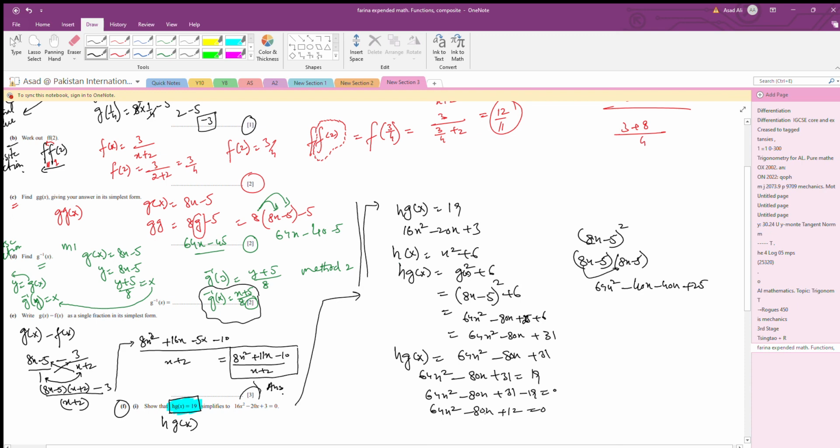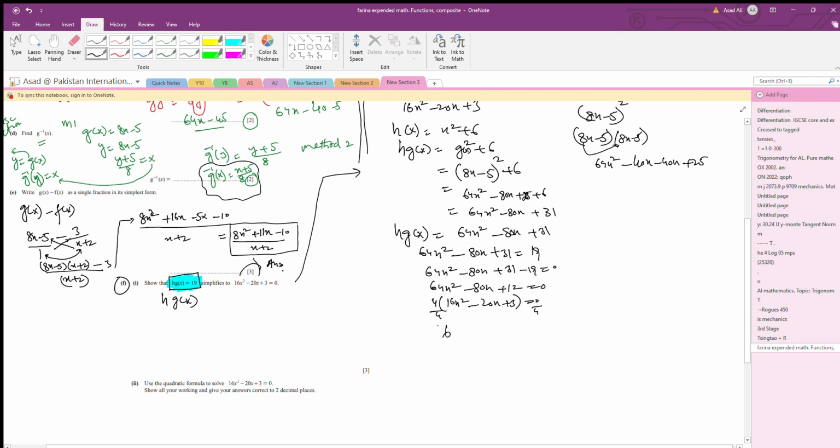Now can you take 4 common here? You can take 4 common. Divide both sides by 4. So this gives the result 16x squared minus 20x plus 3 equal to 0, which is the required thing. See, this is the required thing. So we got 3 marks for this.